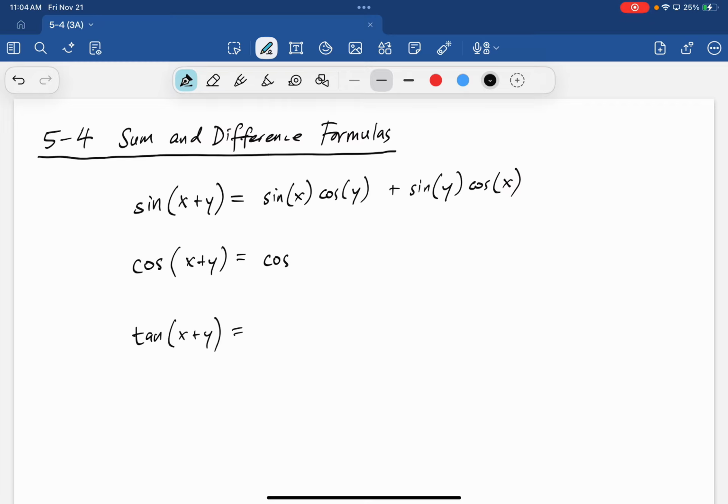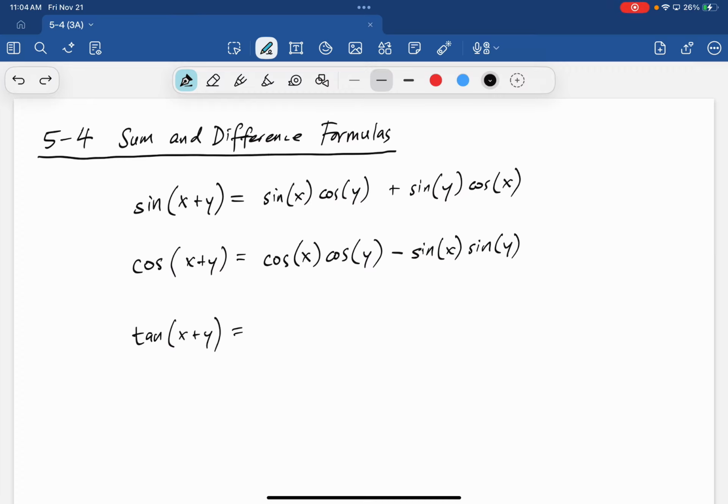Cosine x plus y is a little different. Here's the formula for cosine x plus y. Cosine x plus y is equal to cosine x times cosine y, not a plus, but a minus sine x times sine y. So for cosine, instead of sine times cosine, the cosines are together and the sines are also together. And then you simply need to remember that the cosine comes first, and then it's followed by a minus sign. Minus sine times sine.